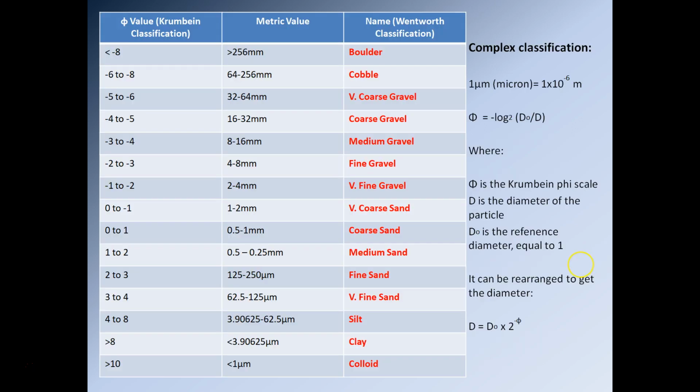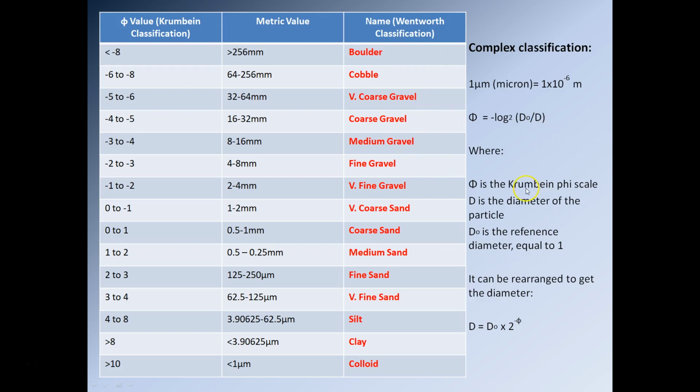So this is the classification scheme that's used by geologists on a regular basis. It's called the Wentworth classification, and it's all these values here, all these labels in red. So we're not going to worry about colloids. Those are super small particles that we're not concerned about. So the scale from smallest to coarsest goes clay, silt, very fine sand, medium sand, coarse sand, very coarse sand, very fine gravel, medium gravel, coarse gravel, very coarse gravel, cobble, and boulder.